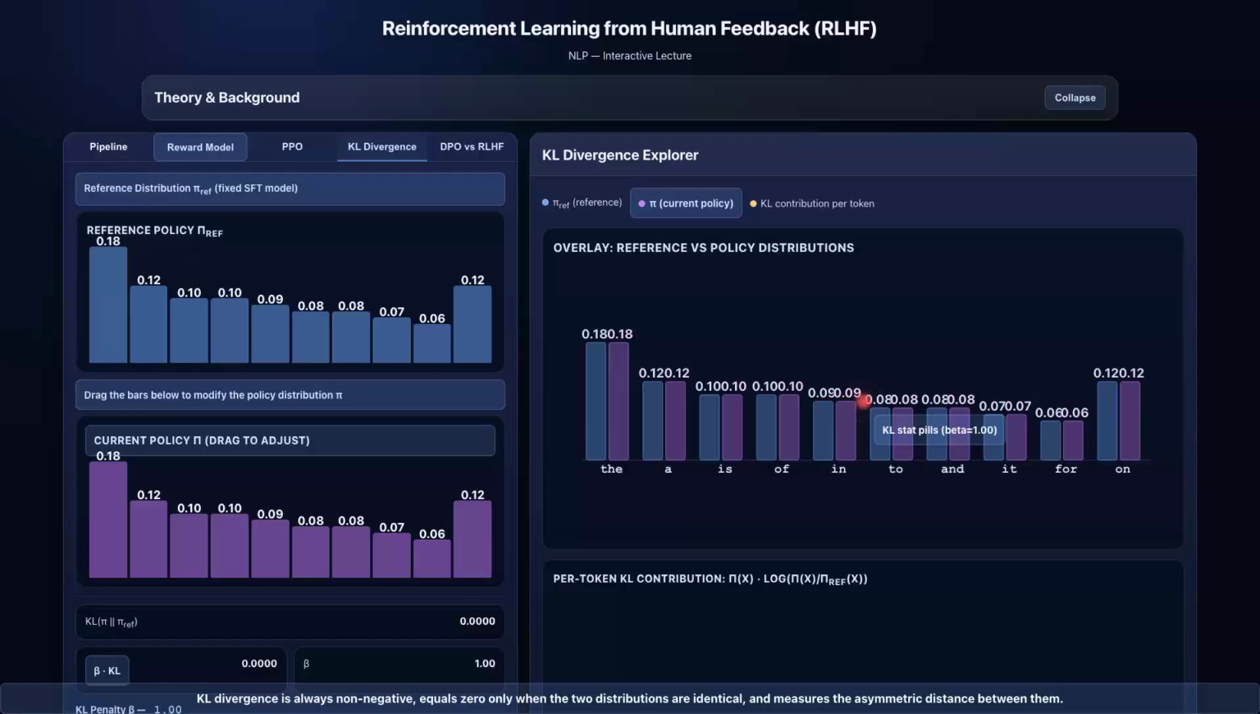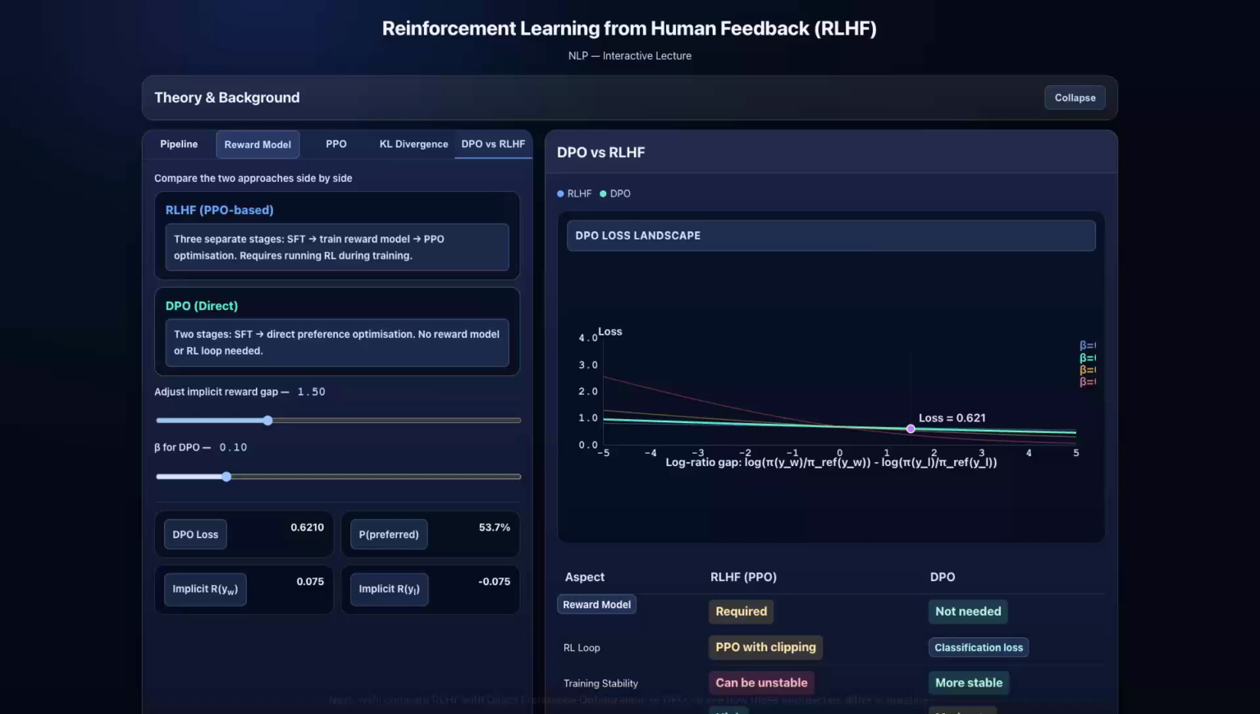KL divergence is always non-negative, equals 0 only when the two distributions are identical, and measures the asymmetric distance between them. This property is crucial for keeping RLHF models close to their supervised origins. Next, we'll compare RLHF with direct preference optimization, or DPO, to see how these approaches differ in practice.